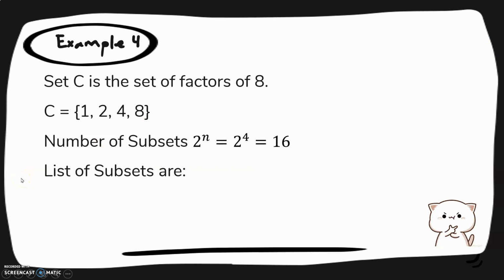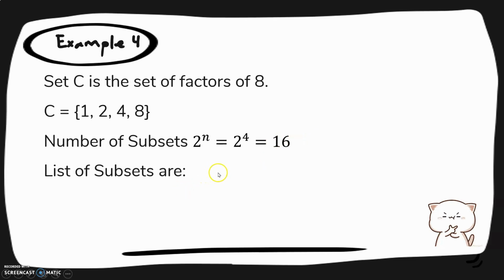Here for example number 4, we have set C, where all the factors of 8 are the elements. So set C, the elements are 1, 2, 4, and 8. To determine the subsets, we will be using 2 raised to the power of n, where n is the number of elements found in the set. So 2 raised to 4, that means we need to multiply 2 four times. So that will be 2 times 2 times 2 times 2. Total of 16 subsets in set C.